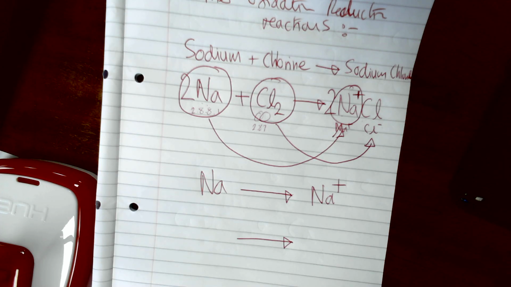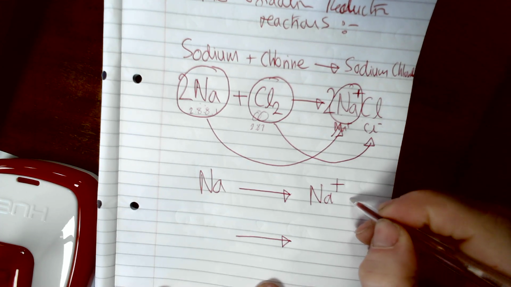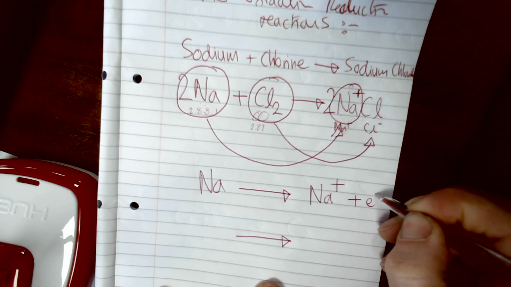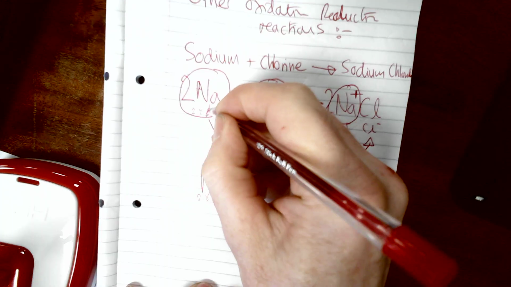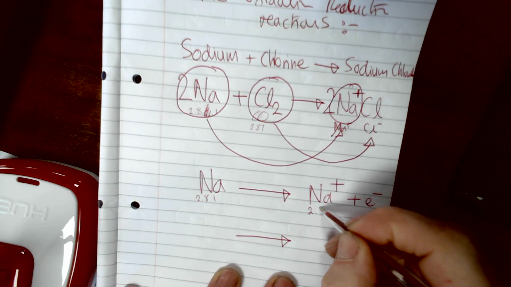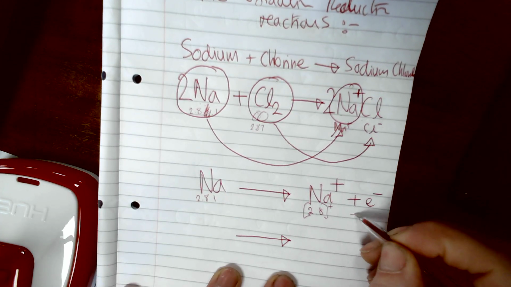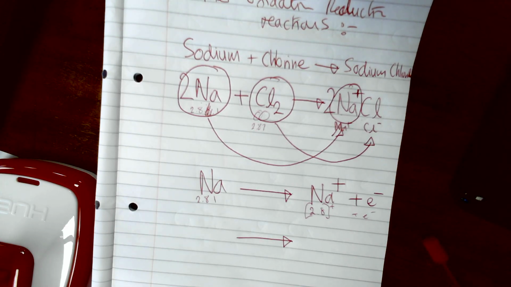How does a sodium become a sodium plus? It does that by losing an electron, so we put that over there. This was sodium 2,8,1, sorry, I put too many 8s in there before. And this is sodium 2,8 plus, and it lost an electron. That's all that means. What sodium does when it reacts, it loses electrons.